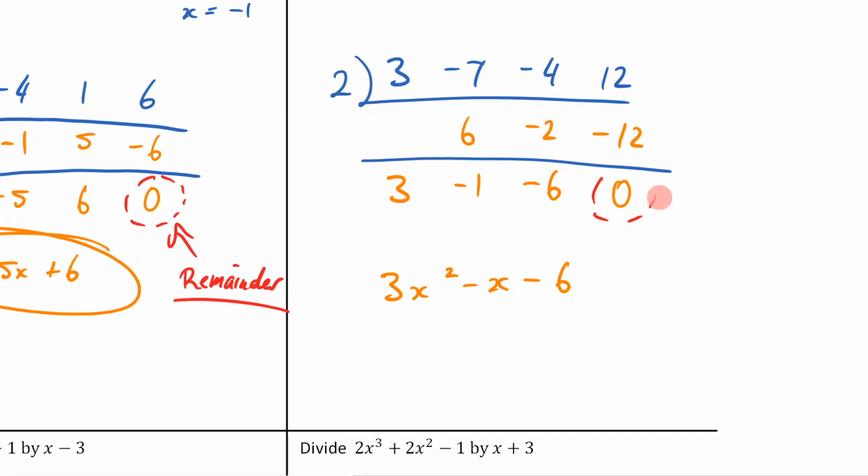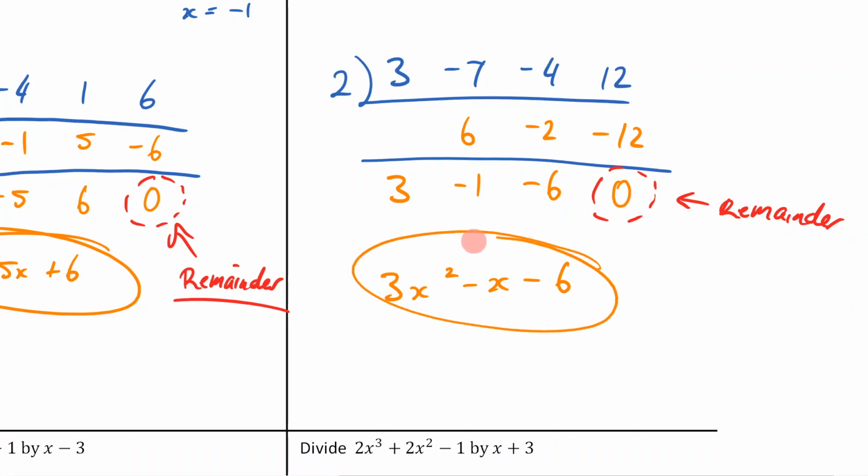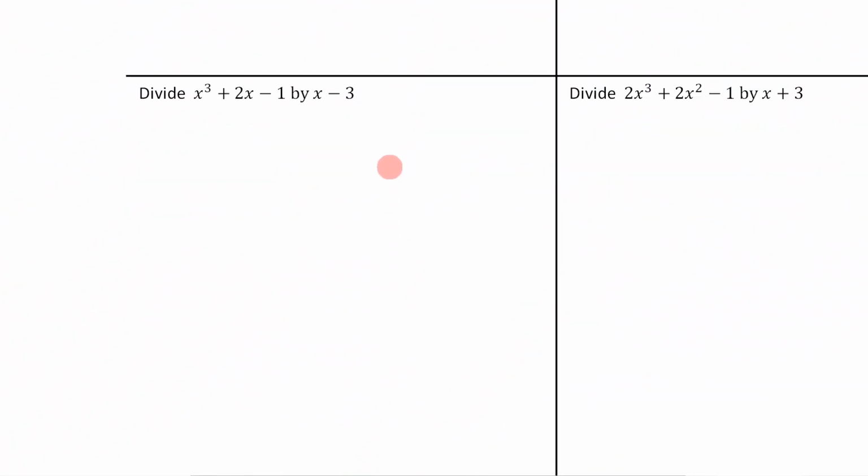So this is my remainder. There is no remainder here. So that means I've just found my answer. This is my answer. Let's go to the next one.